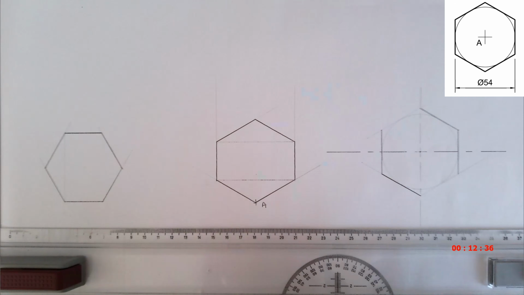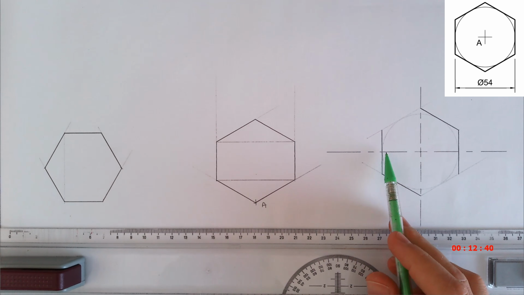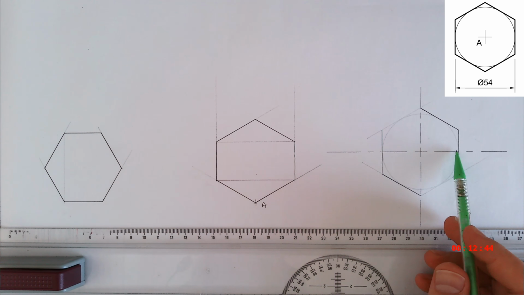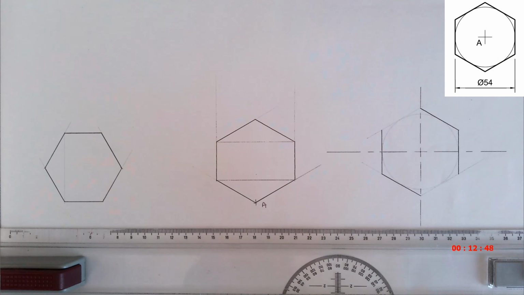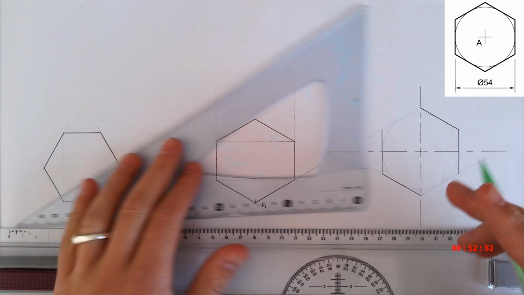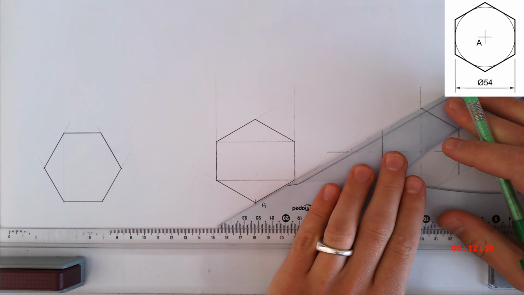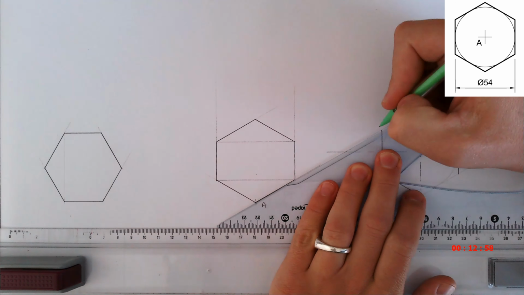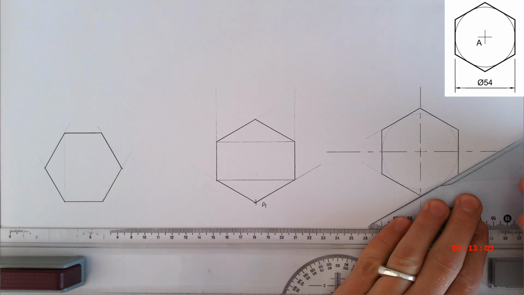This method you will use if they ask you to draw a hexagon, but they give you a dimension from this side to this side. They did not give us a dimension of one of the sides, but rather they gave us a dimension from the one side of the hexagon to the other side of the hexagon. So this is the method that you will use to construct the hexagon.